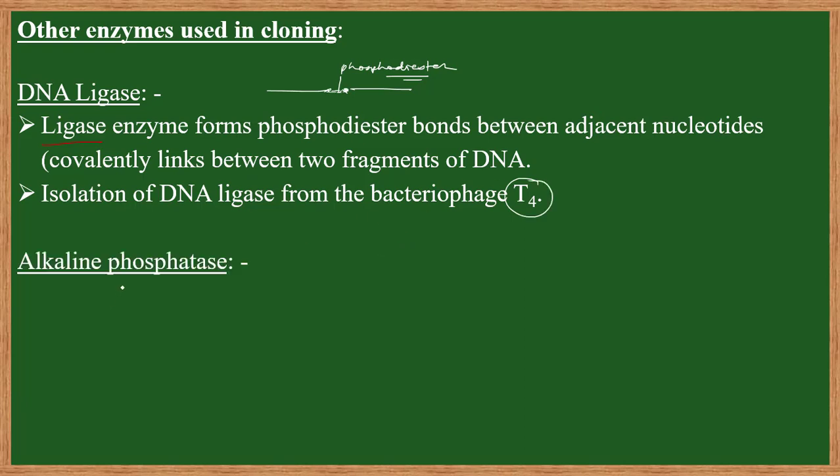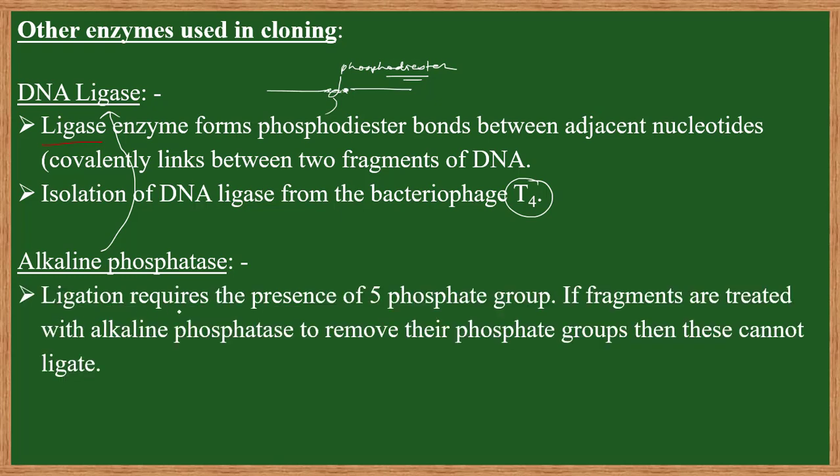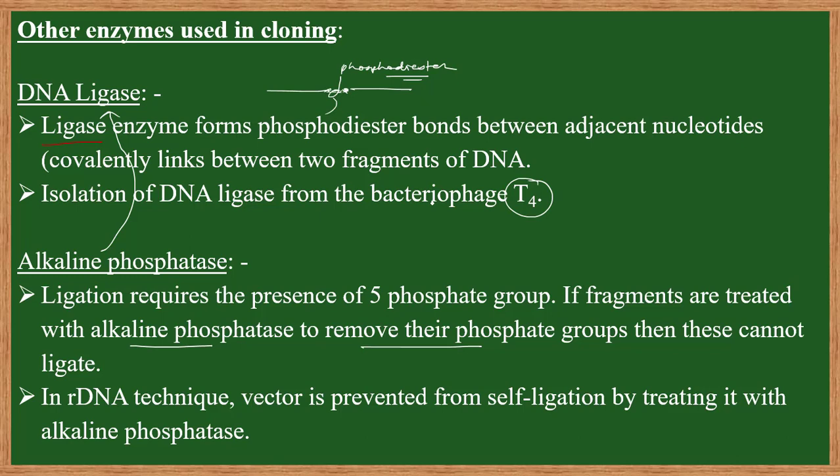The next one is alkaline phosphatase. This prevents the activity of ligase, because this enzyme removes the phosphate group. With the phosphate group removed, it will not ligate two fragments of DNA. Ligation requires the presence of a 5' phosphate group. If fragments are treated with alkaline phosphatase, their phosphate is removed, and if phosphate is absent, these two fragments cannot ligate again. So the function of alkaline phosphatase is to prevent self ligation.